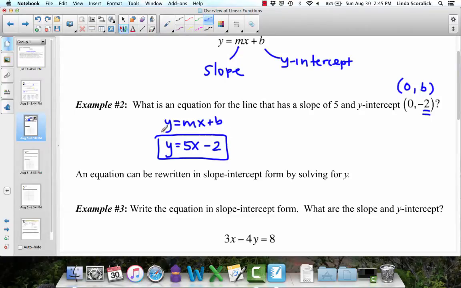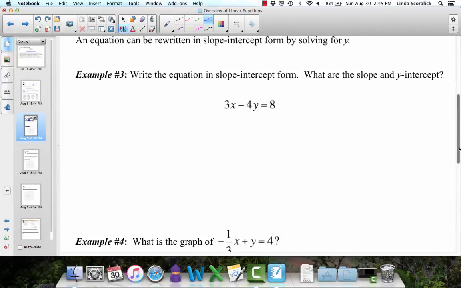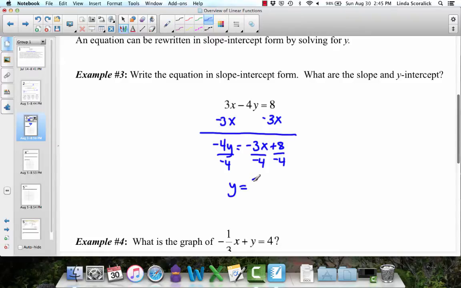We can take an equation that's not in slope-intercept form and write it in that y equals mx plus b form by solving for y. So let's take a look at example 3. We want to write this equation in slope-intercept form and then identify the slope and y-intercept. To write it in slope-intercept form, we want to first isolate the y. So let's subtract 3x from both sides. That gives us negative 4y equals negative 3x plus 8. Next, we're going to divide by negative 4 in all of these spots, and we get y equals 3/4 x minus 2.